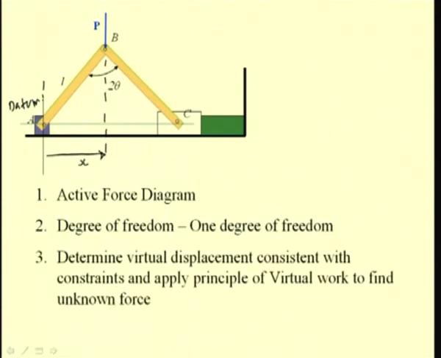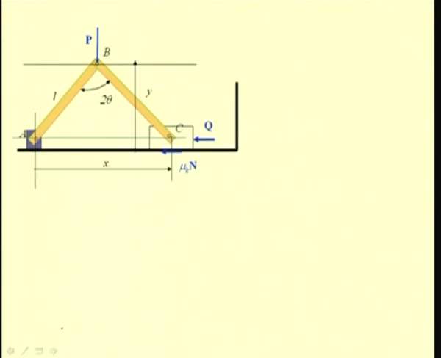We determine the virtual displacement consistent with the constraints and apply the principle of virtual work to find the unknown forces, and in this case we are interested in finding the efficiency. Once we have found the unknown force, or in this case the frictional force, we can find the efficiency of the system. This diagram shows all the forces that are doing work. So, this is the active force diagram for this problem.